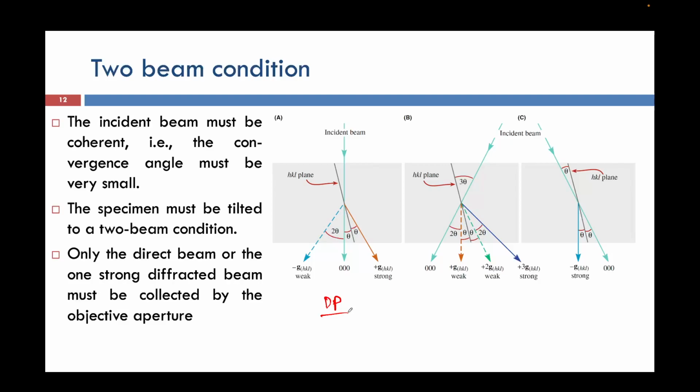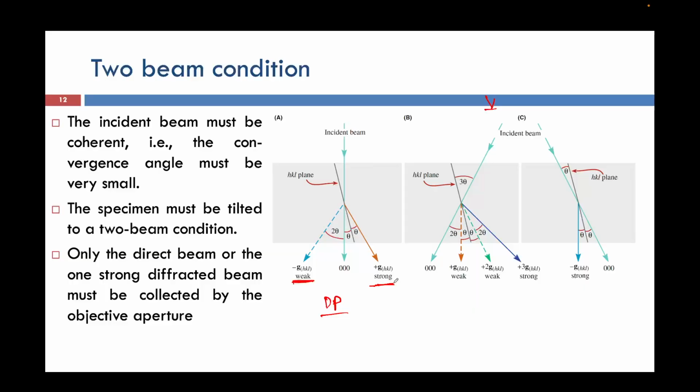Incident beam is coming. Now let's say we are tilting the incident beam. Either we can tilt our incident beam or we can tilt our sample, right? So now you can see minus G or plus G. So minus G and plus G are what? So G is the reciprocal lattice vector, right?